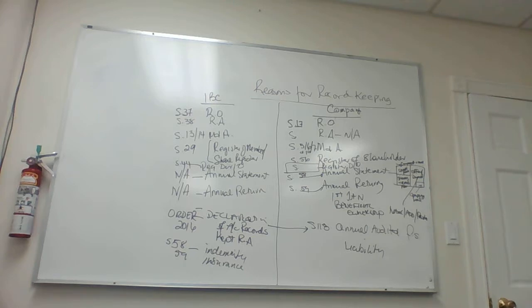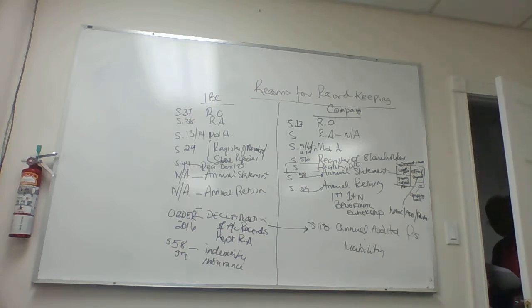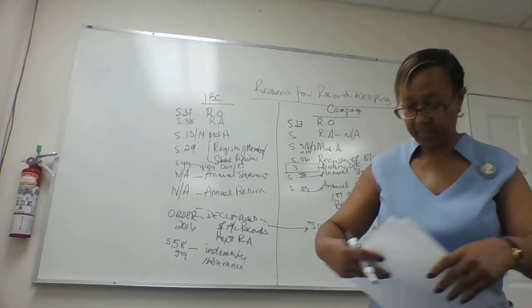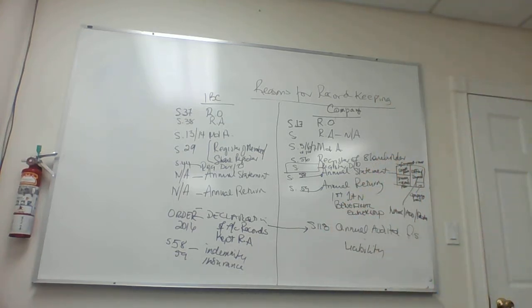or is threatened to be made a party to any threatened, pending or completed proceedings, whether civil or administrative, by reason of the fact that the person is or was a director, an officer, or a liquidator of the company, or any person who is or was, at the request of the company, serving as a director, officer, or liquidator, or in any other capacity, is or was acting for another company or partnership, joint venture, trust, or other enterprise.